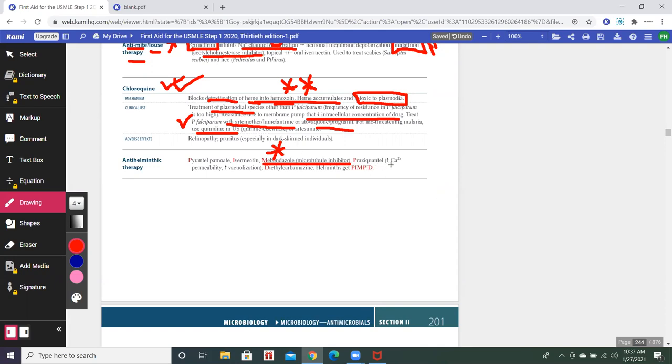Praziquantel is the drug that, where did we use praziquantel? For which types of helminth or which types of protozoa did we use praziquantel for? Who remembers that? Praziquantel, trematodes, very good. We use praziquantel for the trematodes, okay?